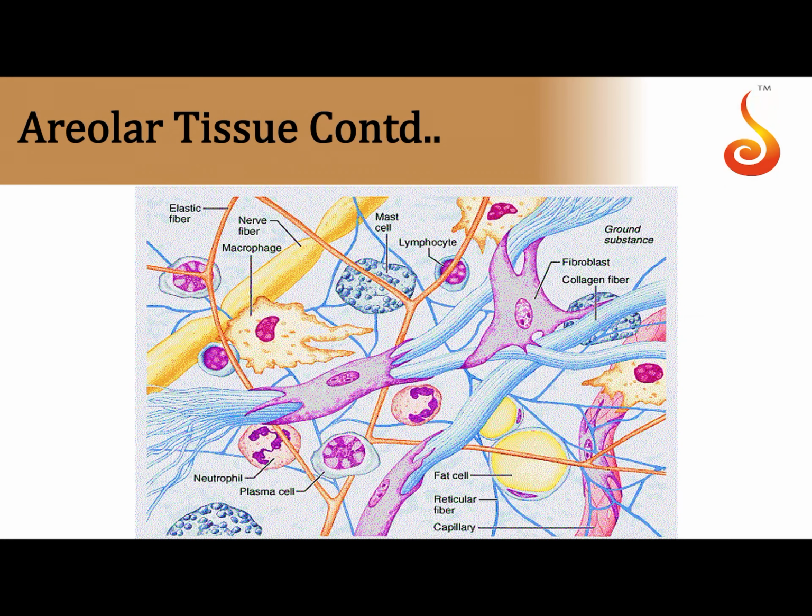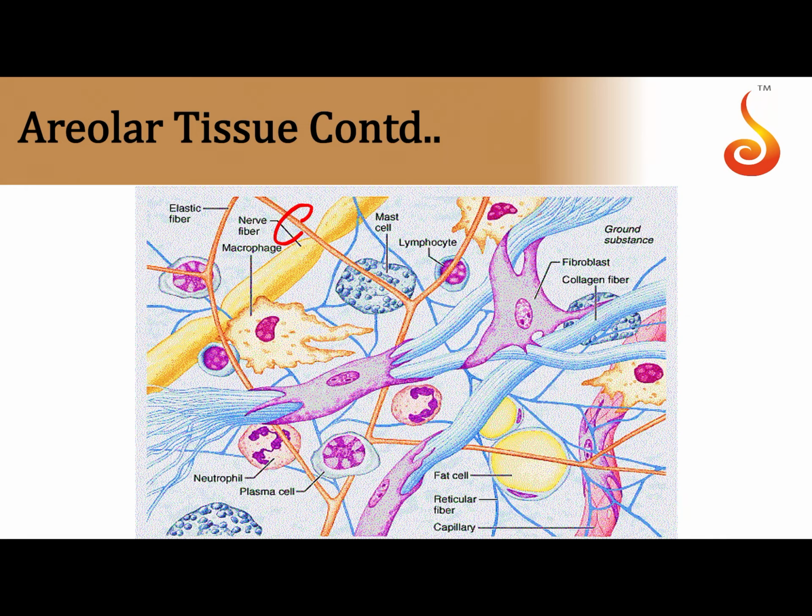Now, one of the major types of loose connective tissue is areolar connective tissue. It is called loose connective tissue because there are very few fibers in it. The fibers are very loosely packed. They are not densely packed, and you can see the two major types of fibers over here.